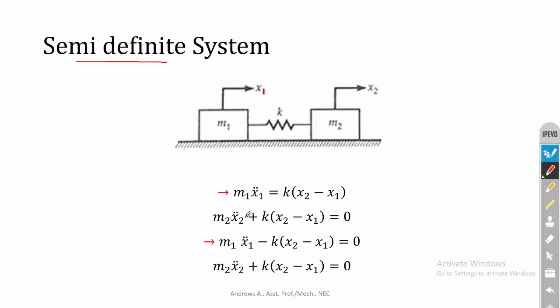So for m1, it is m1 x1 double dot, that is equal to k (x2 minus x1). Then for m2, it is m2 x2 double dot, then plus k (x2 minus x1) is equal to 0. Okay. So you can bring the k (x2 minus x1) to the left side. We will get m1 x1 double dot minus k (x2 minus x1) is equal to 0. Then the second equation is m2 x2 double dot plus k (x2 minus x1) is equal to 0.